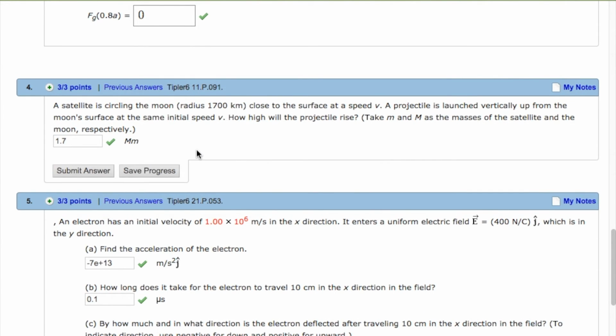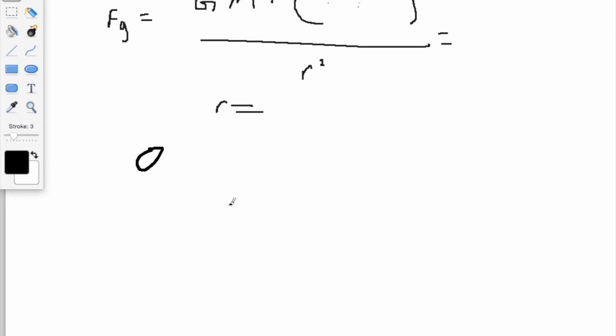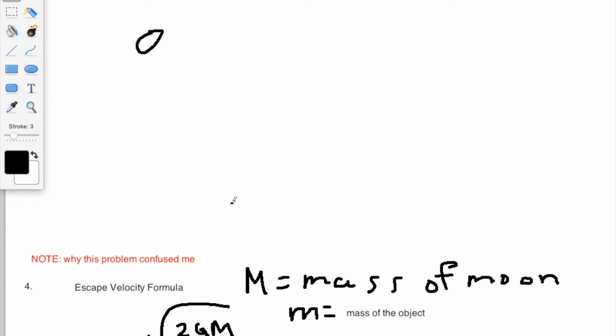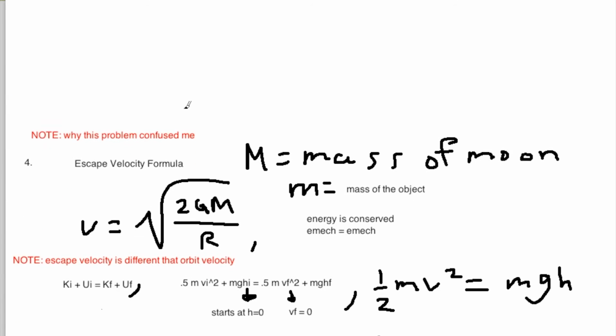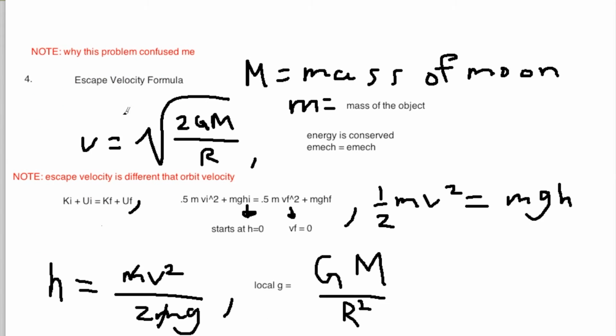Problem 4. Okay, down here to problem 4. And note why this problem confused me. I will come back to why this problem confused me, because it did confuse me very much, and I'm not happy about that. Anyway, I mentioned the orbit velocity formula, but in this problem, we actually use the escape velocity formula. So let me read the problem.